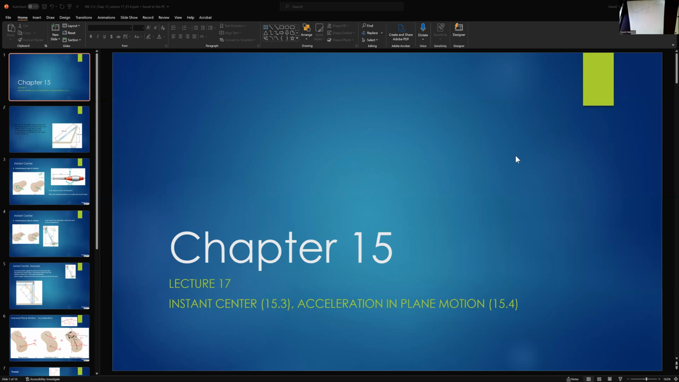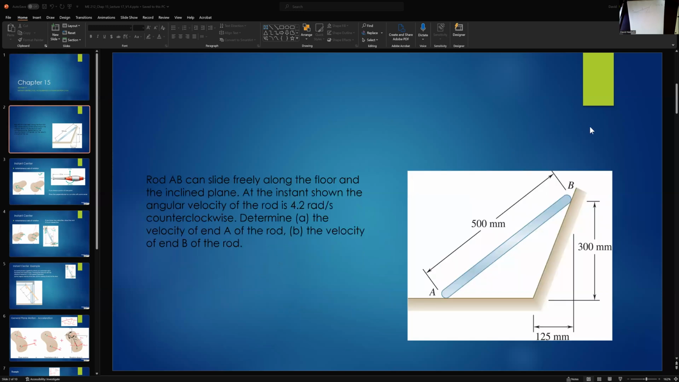Before we jump into the idea of instant center and acceleration, I would like to do another example of velocity. As we go through acceleration, velocity will be part of the acceleration problem, so you'll get more practice on those. But I chose this problem in particular because it looks a lot like a homework problem. Only difference is you have different knowns. I wanted to show you how this can be solved using vectors or with triangles. I think the vector method is probably going to be more common, but I will show you the triangle also. So here we have rod AB.